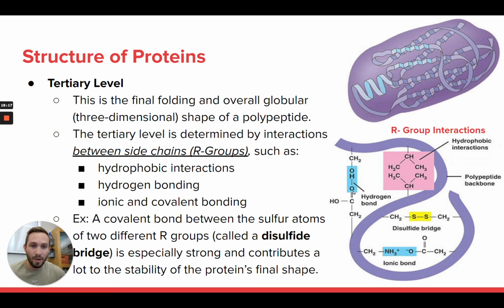Some of the R groups hydrogen bond with each other. Some of them can ionic bond with each other. I pointed out earlier how some amino acids have an ionic R group, an R group that's positively charged, and there's some R groups that are negatively charged. So this amino acid where my mouse is pointed has an R group that's positively charged, and then 20 or 30 amino acids later, there's another amino acid that has a negatively charged R group, and they find each other, and they fold in to ionic bond with each other.